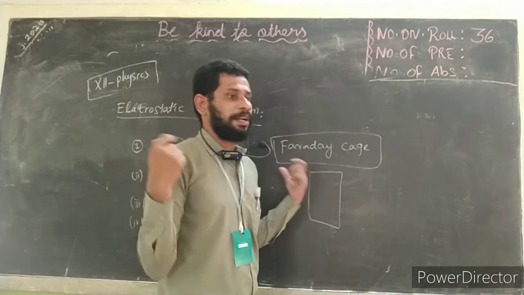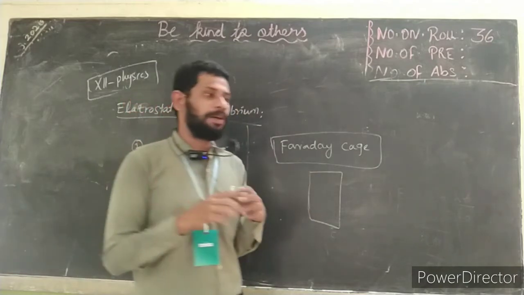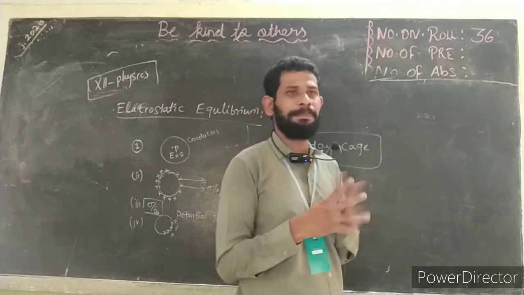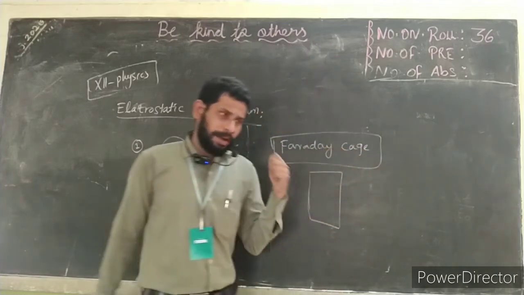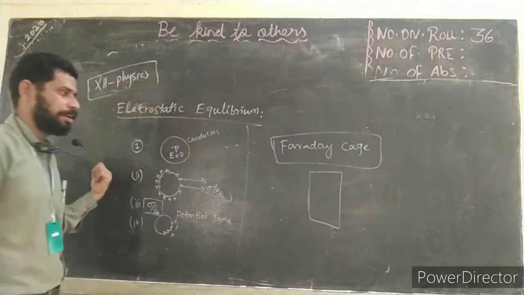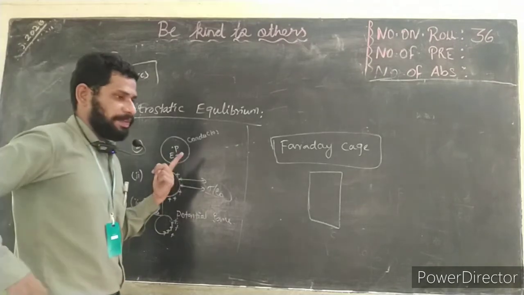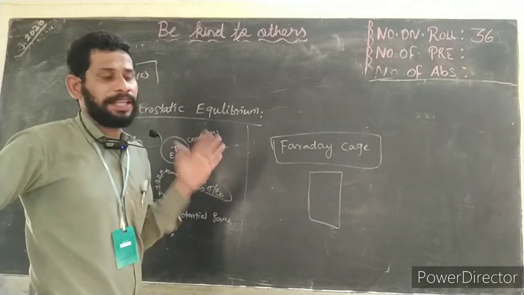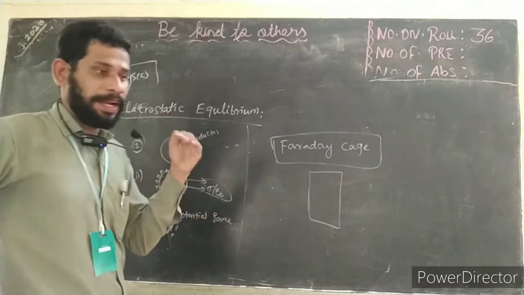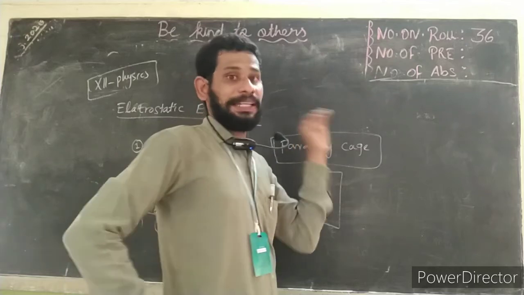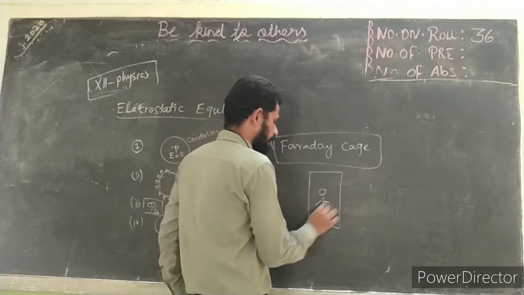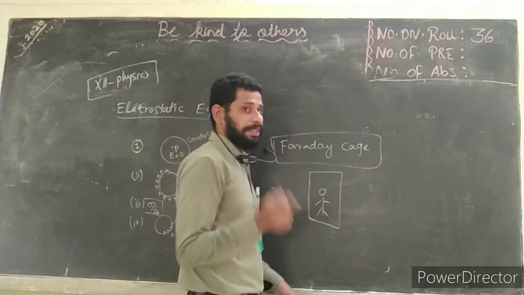What he did, he surrounded himself like in a jail, a prison with iron rods, and then he went inside and passed all the electric field around that iron rod. When lightning strikes, he is never attracted by the lightning because there is no electric field. Why? Because the electric field inside the conductor will be 0.